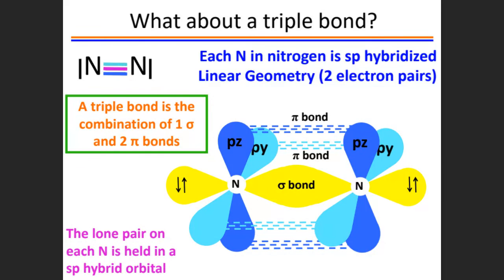I already talked about the triple bond one, you can see here, and how the 1 sigma and 2 pi bonds come. The lone pair on each nitrogen is held in sp hybrid orbitals.